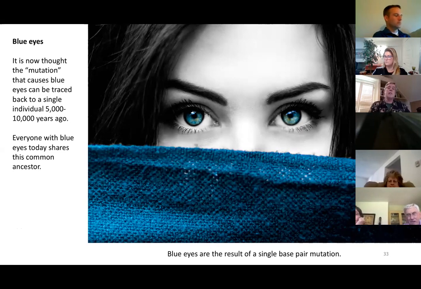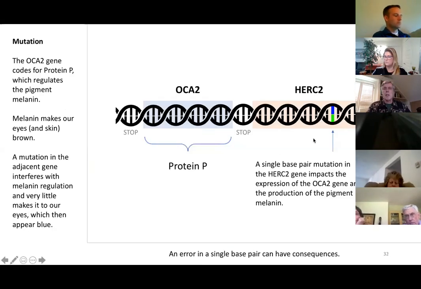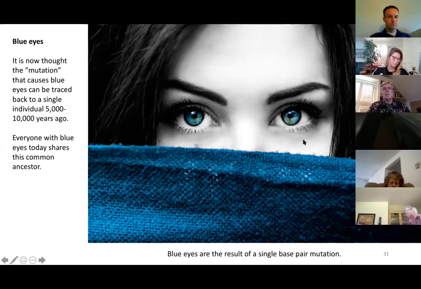And the reason they look like they have blue eyes is because of 1 base pair change on the HERC2 gene. This is why you have to have both parents with the HERC2 mutation. The HERC2 mutation is a recessive gene. So if even one of your parents has a normal HERC2 gene, you don't get blue eyes because you get lots of melanin. You only need 1 binding site. But if both your parents have the HERC2 gene with the mutation, then you can't produce enough melanin and you end up with blue eyes.